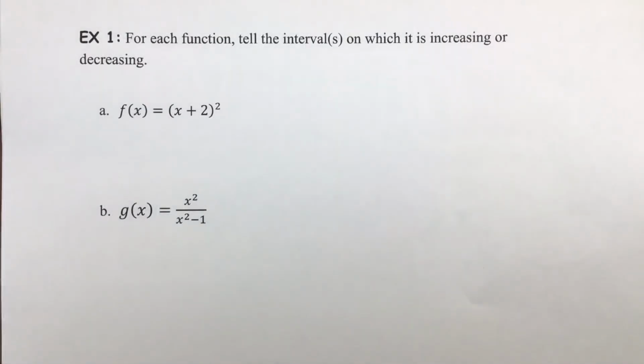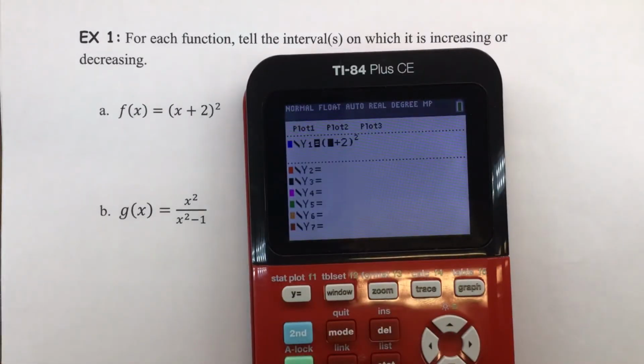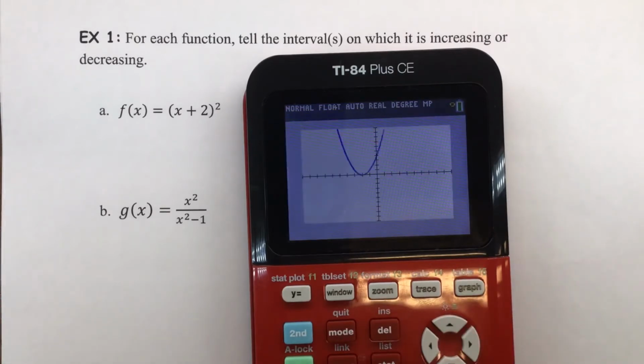Example 1. For each function, let's identify the intervals for which the graph would be increasing or decreasing. For f of x equals x plus 2 to the second power, we're going to get a graph of a parabola with a vertex at -2. All right, so let's go ahead and take a look at this. I've already got it typed in. We'll go ahead and graph it. We get a parabola. It's a quadratic function.